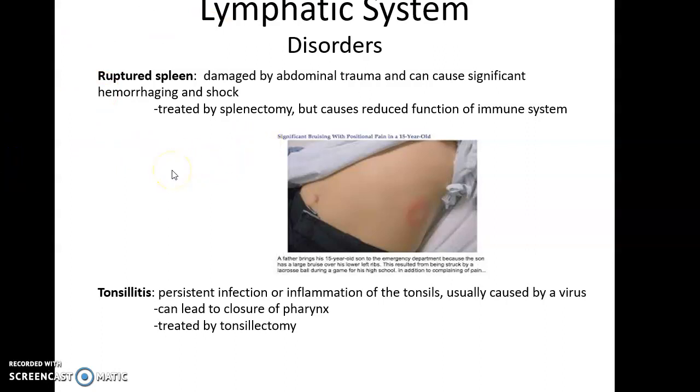And one way to deal with a ruptured spleen is by a splenectomy, where they remove the spleen. Unfortunately, this also reduces their functioning immune system. So their immune system doesn't function as well when the spleen is absent.